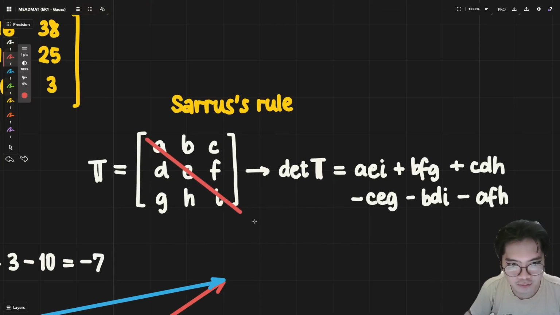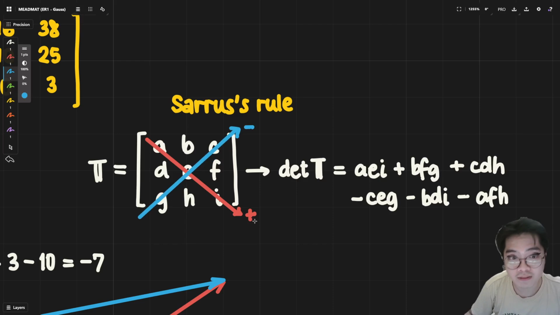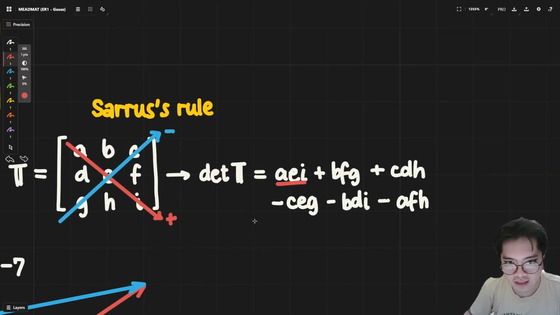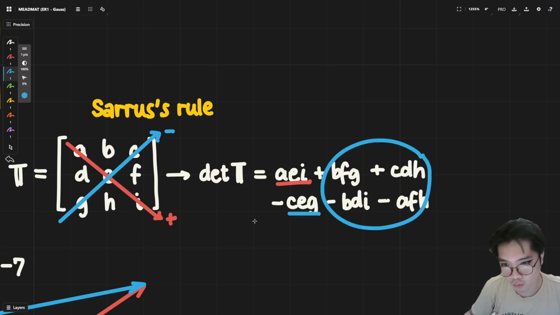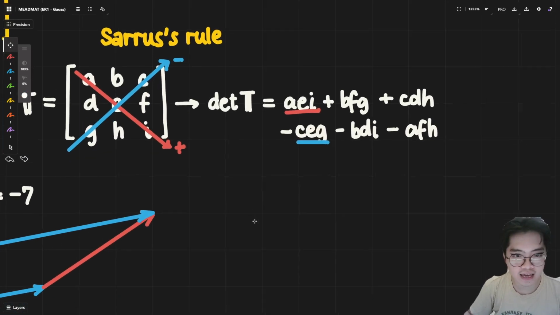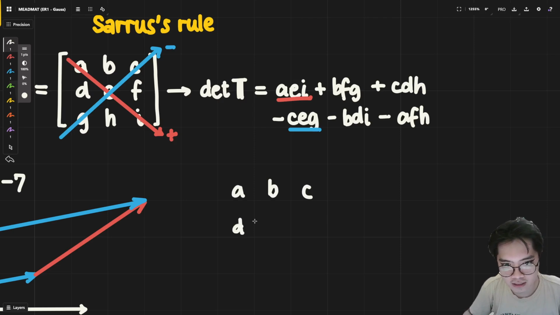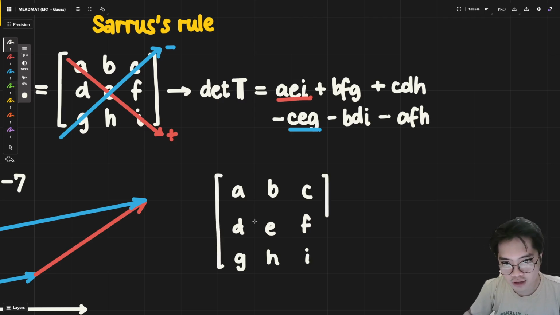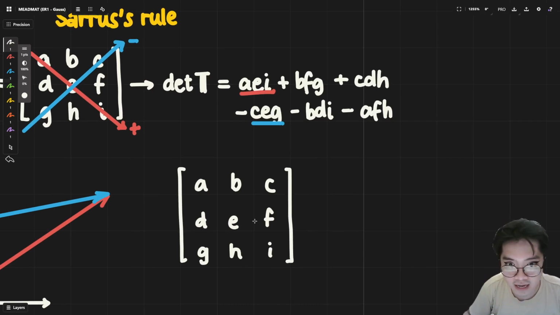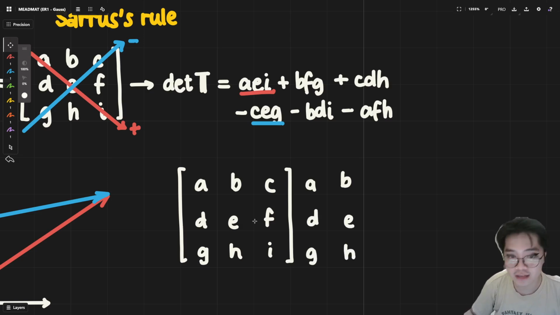On the other hand, you might say there's only one diagonal in here. It's AEI, which you can hopefully spot, and GEC, which you can spot as well. That is why there's an AEI and a CEG. What about the other four? What I'm doing here is creating a kind of teleportation. What do I mean? Let's write this down again: A, B, C, D, E, F, G, H, I. I am repeating this on the right-hand side: A, B, D, E, G, H.